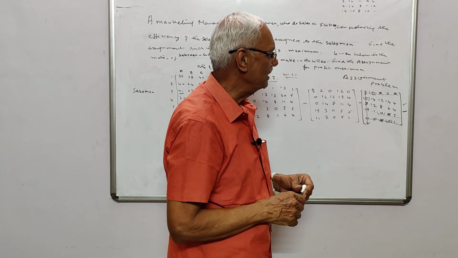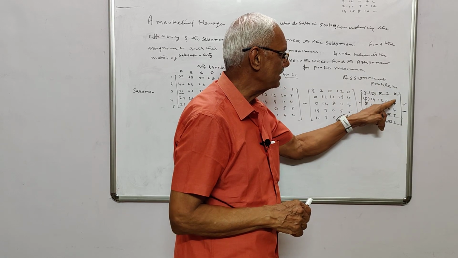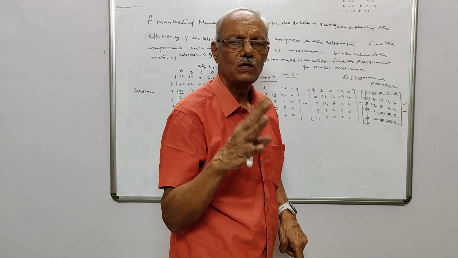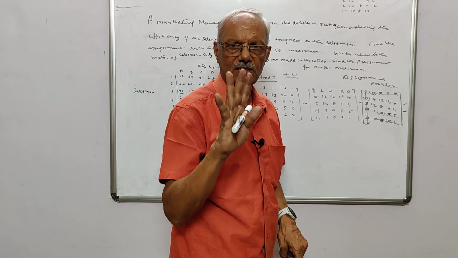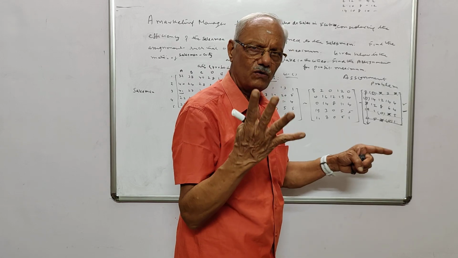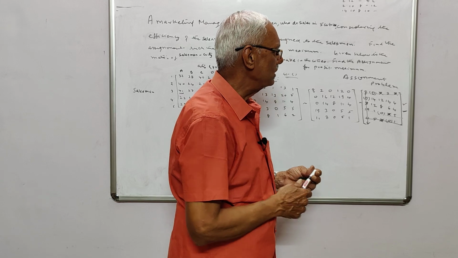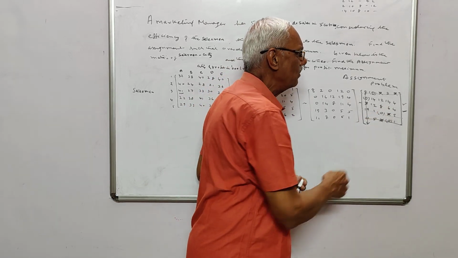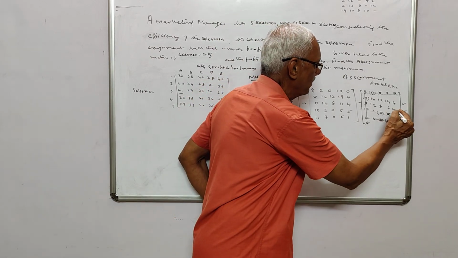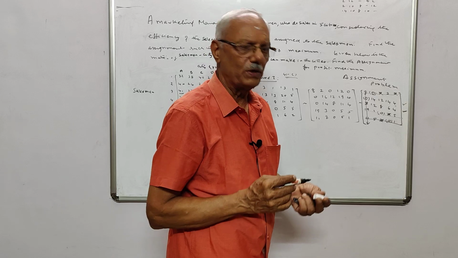Now after drawing this, count the number of lines. 1, 2, 3, 4. How many assignments are there? 4 assignments. So the number of lines tells you the number of assignments for the present. Can you understand? For the present, the number of assignments is 4, as 4 lines are there. Then choose the minimum of all the open numbers. What is that? 4 is the minimum of all the open numbers.